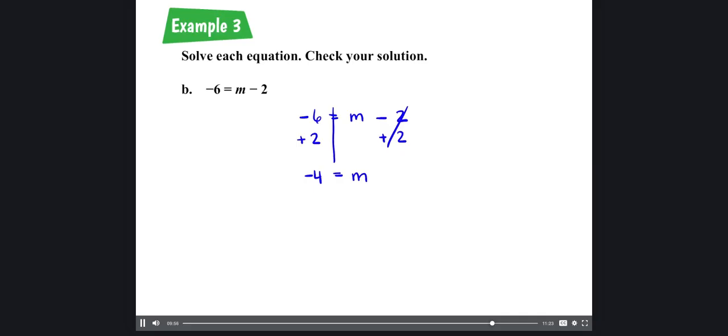To make sure that negative 4 is the solution to this equation, we will substitute negative 4 into the original equation. Does negative 6 equal negative 4 minus 2? Negative 4 minus 2 is negative 6, and negative 6 equals negative 6. So yes, negative 4 is the solution to this equation.